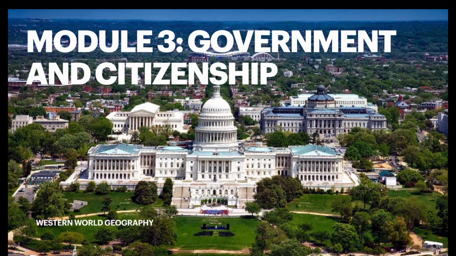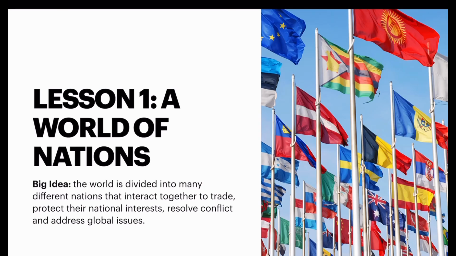Module 3 deals with government and citizenship. In this first lesson, we're going to talk about how the world is divided by physical and human borders. We're going to talk a little bit about how the nations of the world interact through trade and foreign policy. And also, we'll talk a little bit about how the different nations in the world can form a world community and how they resolve conflicts and address different global issues.